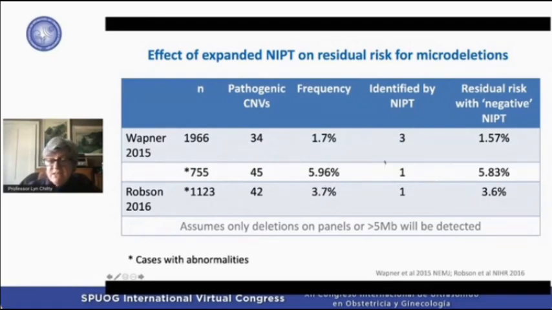So you can see that the risk of having a pathogenic abnormality other than a trisomy in a normal pregnancy is 1.7%. After a negative expanded NIPT, it's only 1.5%, and if an abnormality is present, the risk from about 5% hardly changes. So basically, doing expanded NIPT for your patients does not change their risk. They are still at risk, whether they have an ultrasound abnormality or not. And if you want to look for microdeletions and duplications, you should be doing an invasive test.